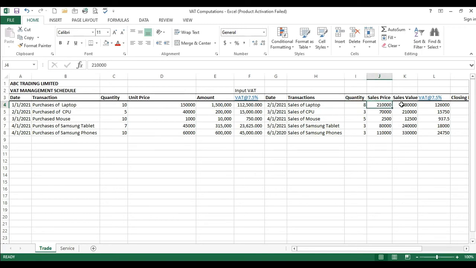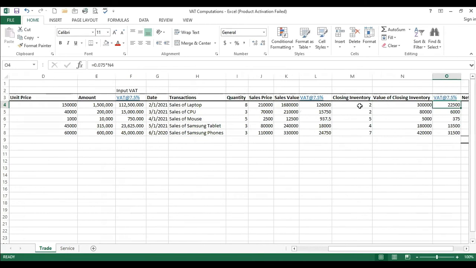Now, the sales value of the 8 laptop is 1,680,000. That is sales price multiplied by the quantity. Don't forget that they bought 10, but they sold only 8. Then the VAT will be on the output. That is, look at my cursor, which is 0.075, that's 7.5% multiplied by the sales value. Okay, this is the output VAT. So this column here is the output VAT.